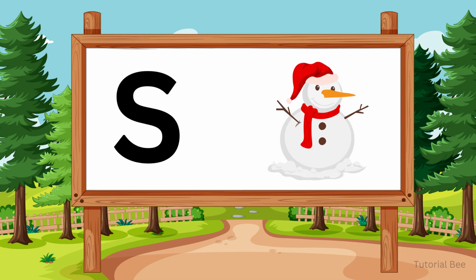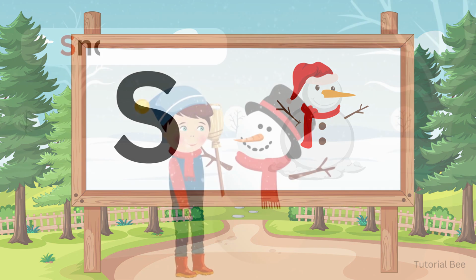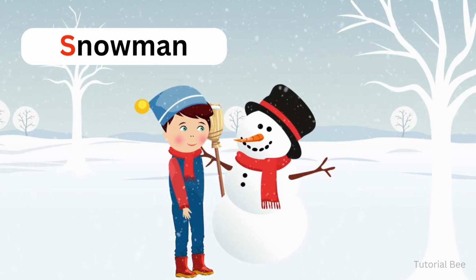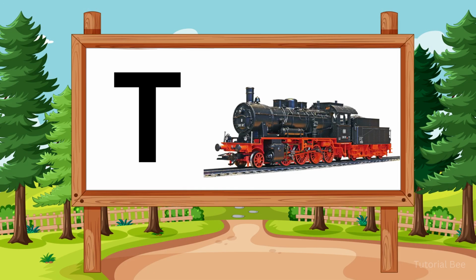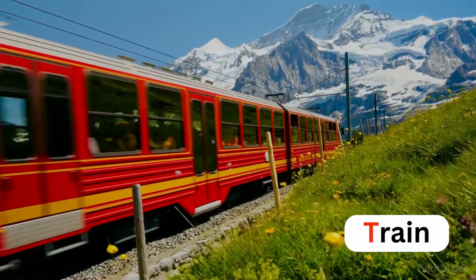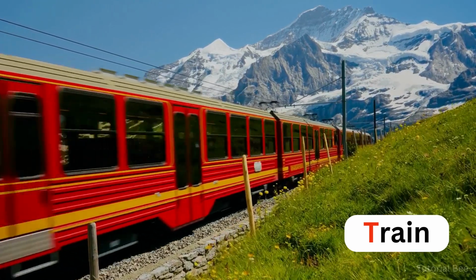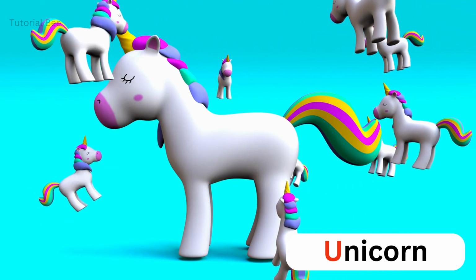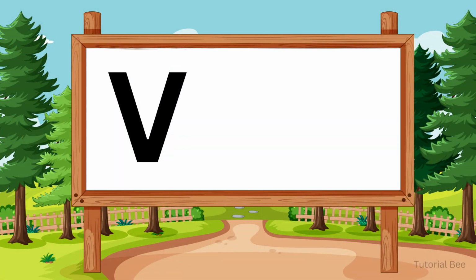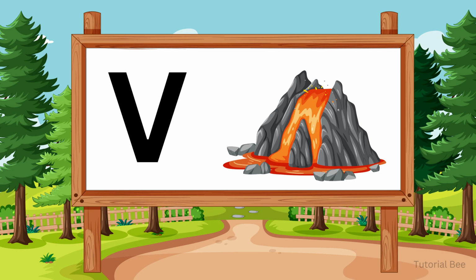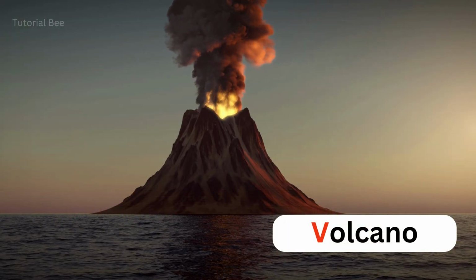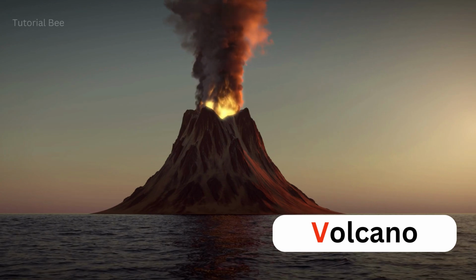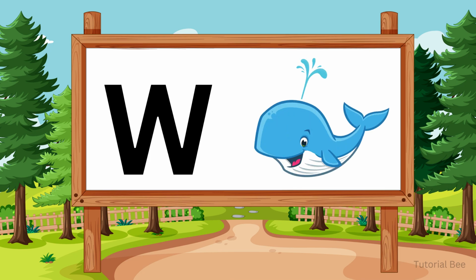S. S for snowman. T. T for train. U. U for unicorn. V. V for volcano. W. W for whale.